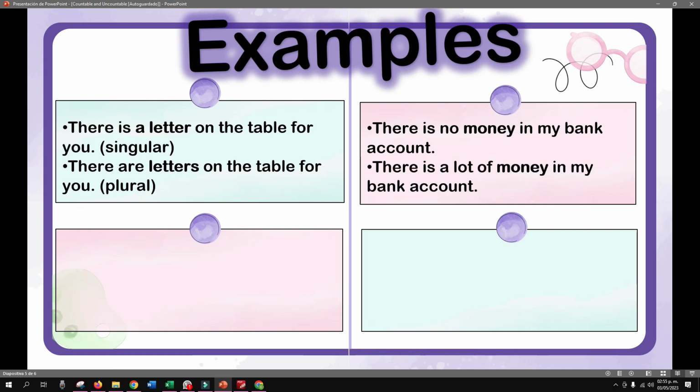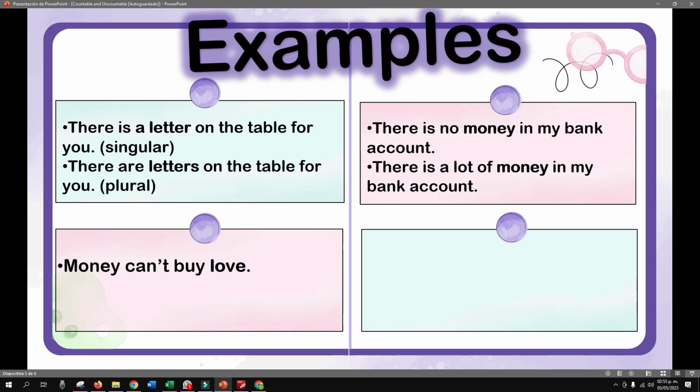There is a lot of money in my bank account. Again, right? You can use a phrase like "a lot of money," but you're still using the verb in the singular form, and money is an uncountable one. So you can use those things.